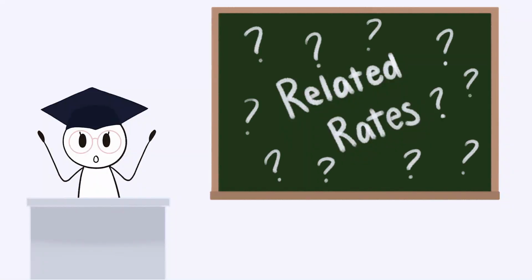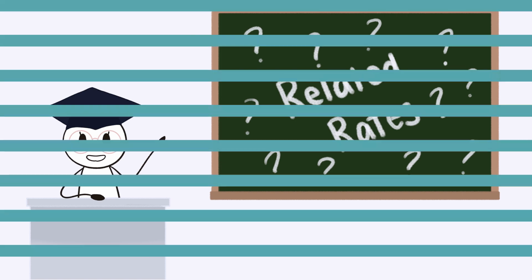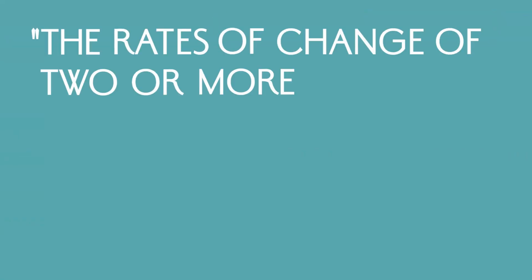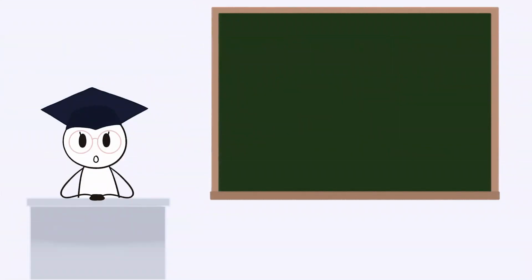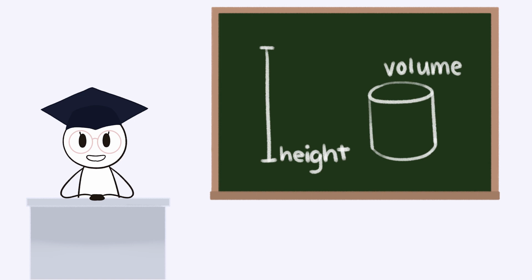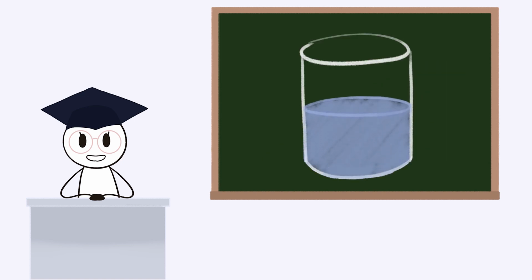First of all, what are related rates? To give you a basis, the textbook definition of related rates is the rates of change of 2 or more related variables that are changing with respect to time. Basically, this shows how 2 or more rates, such as how the height and volume of something like, say, water in a tank changes over time, is related.